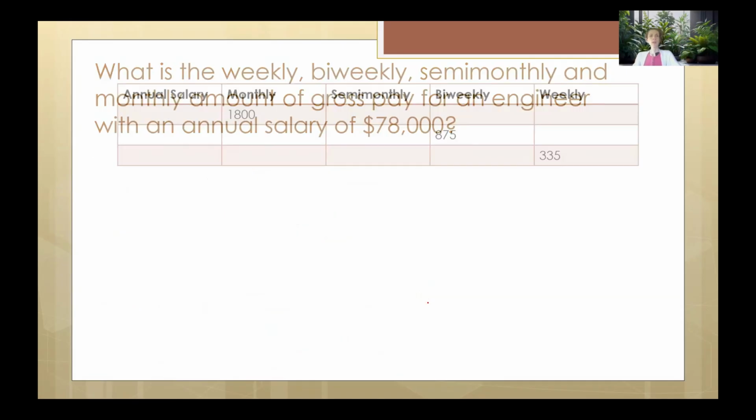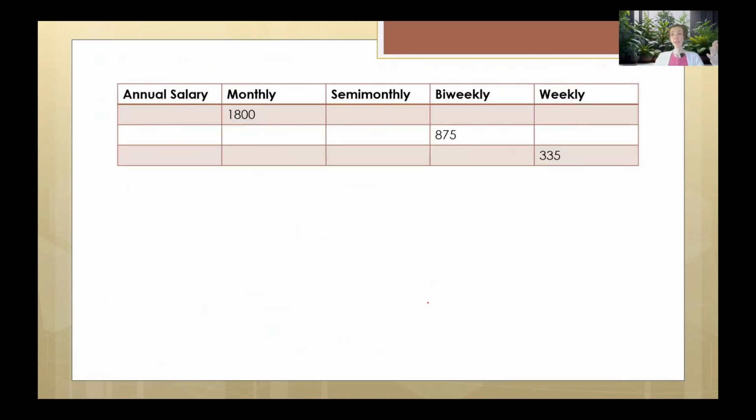Okay. All right, so then if we're given the monthly salary, we can figure out the annual salary, right? So monthly, that would be 12 paychecks per year. So we're just going to do 1,800 times 12, right? So 1,800 times 12 is 21,600. Okay, so then to get the semi-monthly, we're going to take our 21,600 and divide it by what? We're going to divide that by 24, right? So this column we would divide by 24.